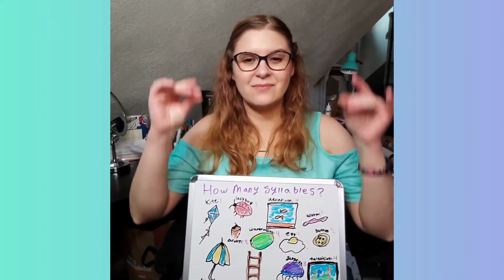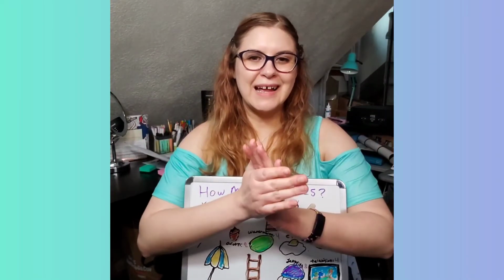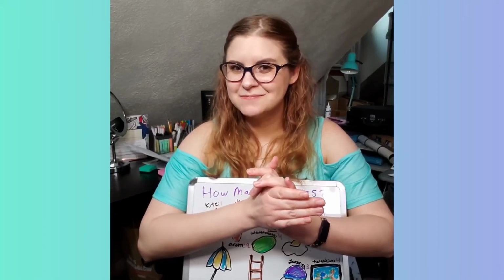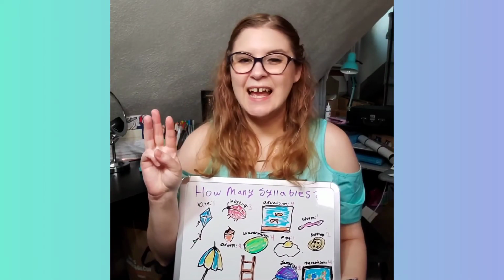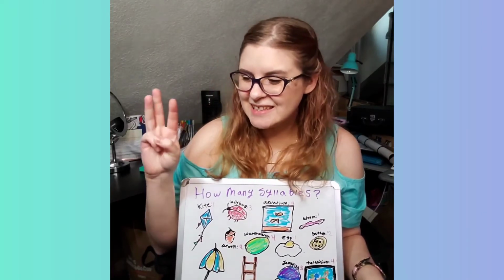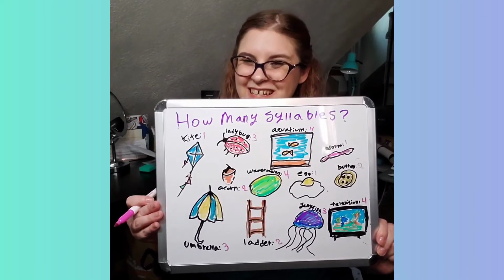Ready? Umbrella. How many times did we clap? 3 times. So how many syllables? 3 syllables. We did all of our pictures. Now that you know how to find out how many syllables are in words, you can start clapping words and finding out the syllables yourself.